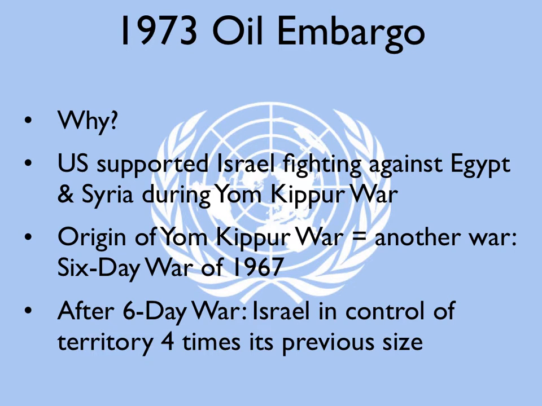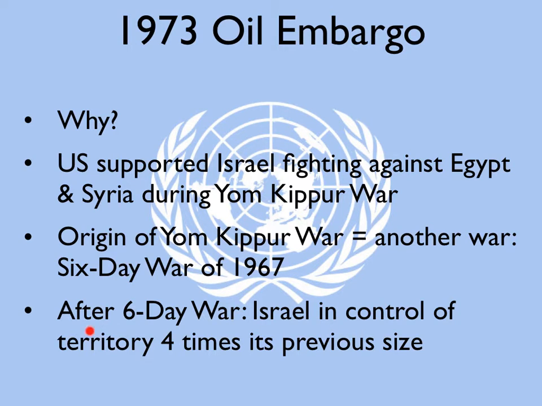So, the 1973 oil embargo, why did that happen? Well, the US supported Israel when it was fighting against Egypt and Syria during what is called the Yom Kippur War. And again, to be able to explain this war, I have to go back to another war, which is the 6-Day War of 1967. The 6-Day War explains what the Yom Kippur War was, which is a war over territory, over land.